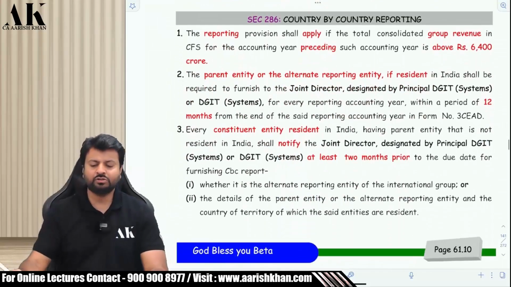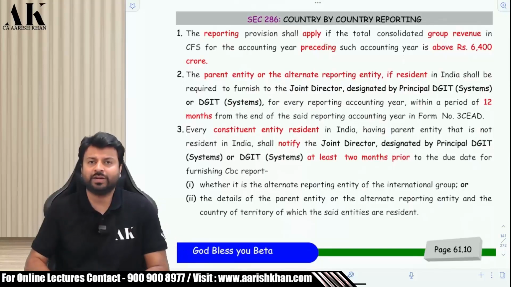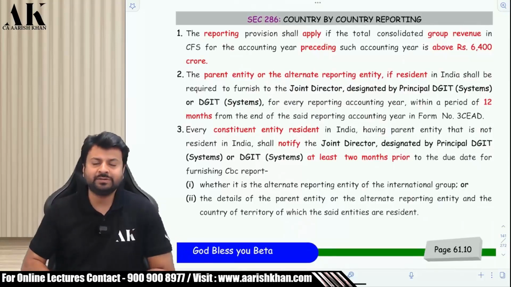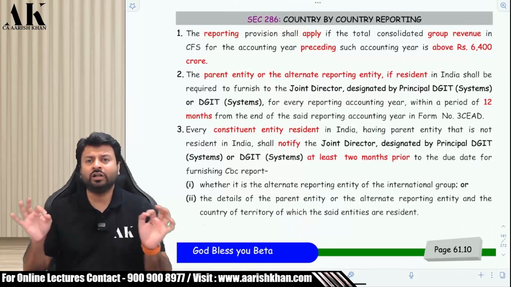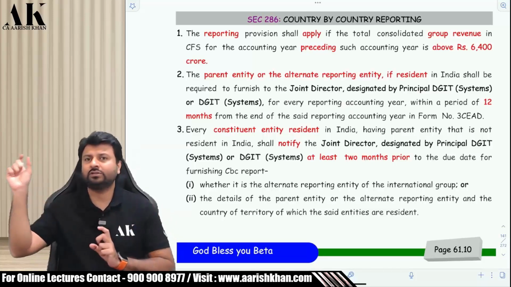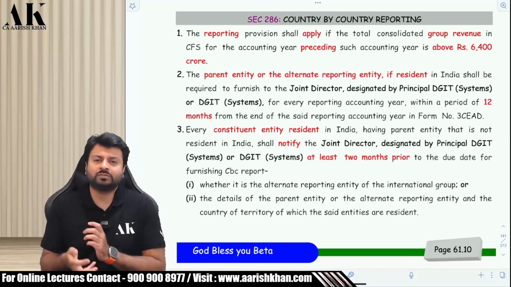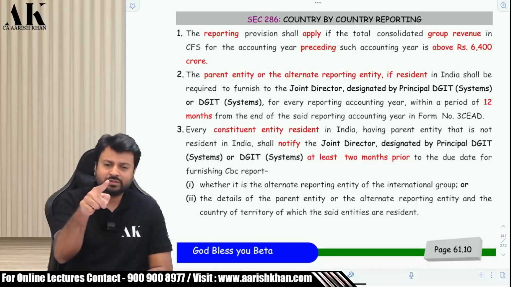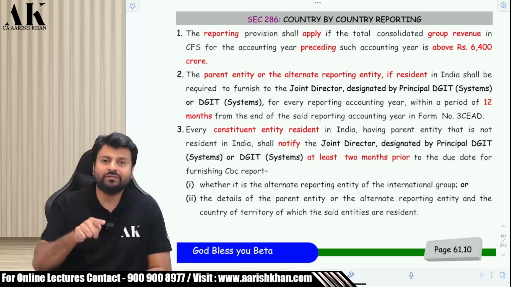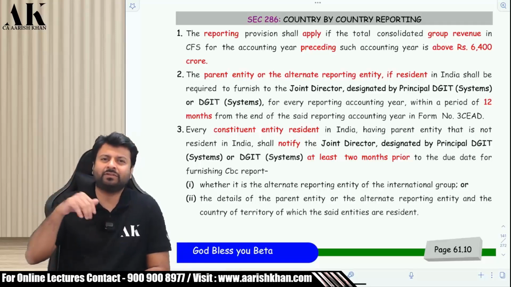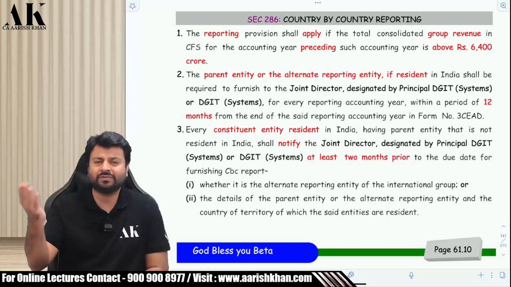Now let's move on to the next one, which is the master section for documentations, which is very, very important. Now CBDT has said that you have to divide all the documentations into 3 parts. One is local file, one is master file, and one is country by country reporting. Let me give you a synopsis of all 3 of them. Local file is something which you have just learned. The documents which you have learned just now, that is a local file. Okay, it is applicable for all those assessees whose aggregate transaction exceed 1 crore rupees.